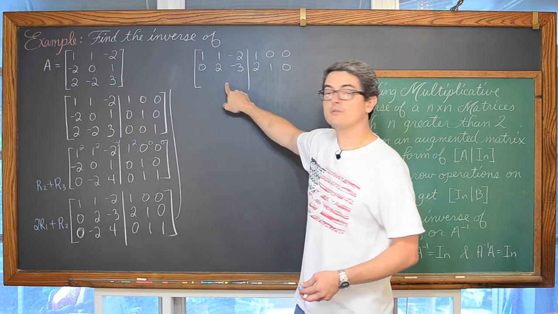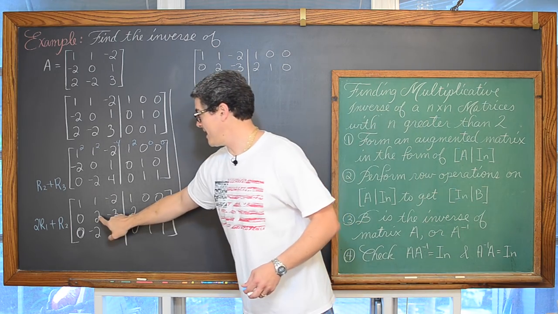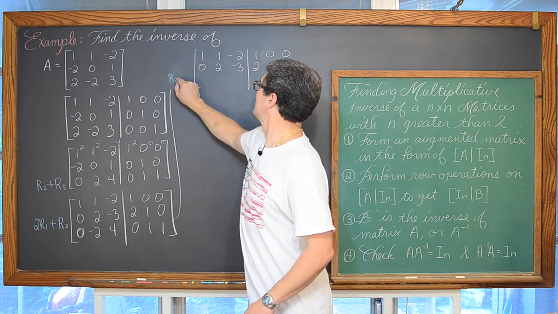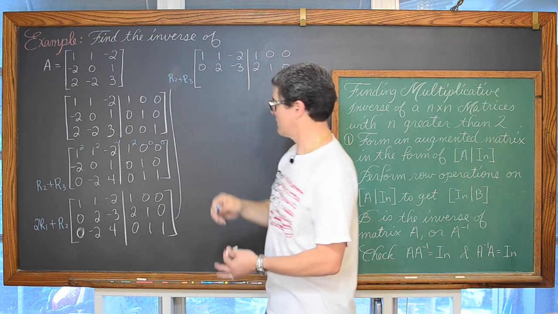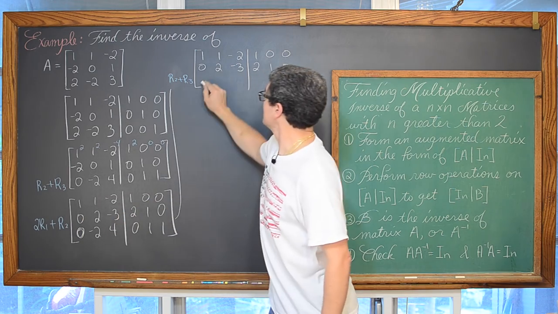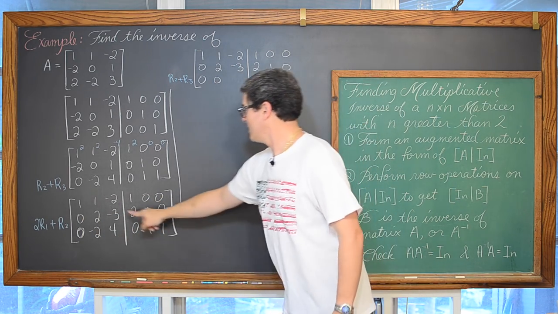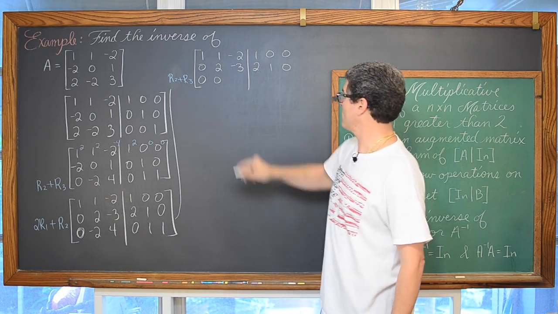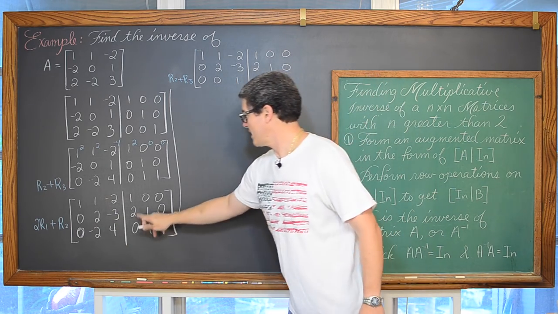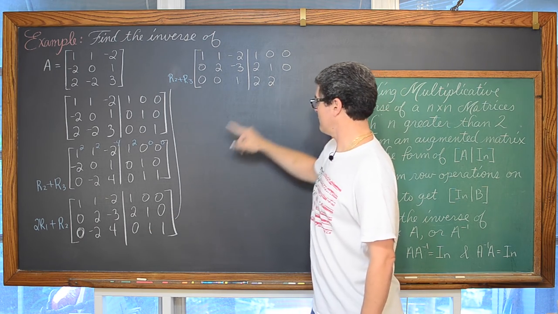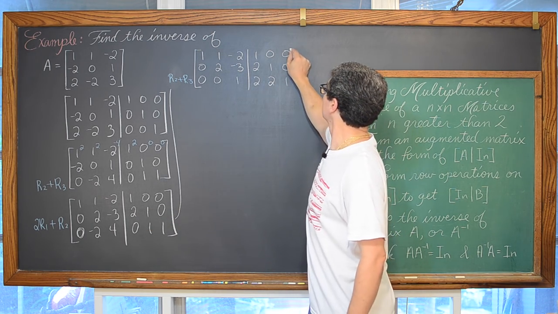Now for my new third row, I want to just add the second and the third. So 0 and 0 is 0, 2 plus negative 2 is 0, negative 3 plus 4 is 1, and then we have 2, 2, and then finally 1.